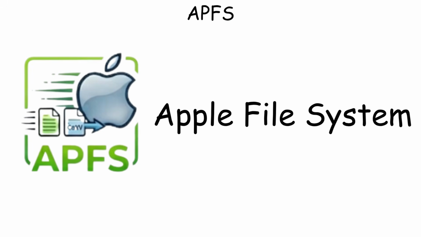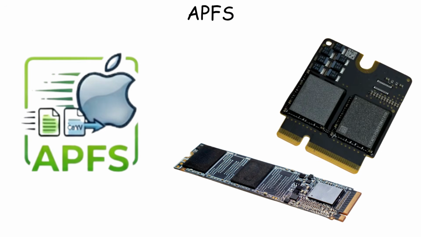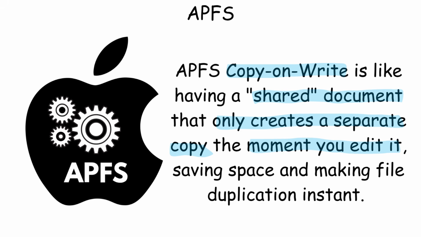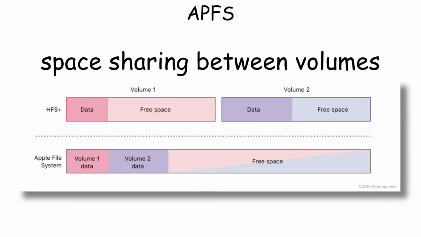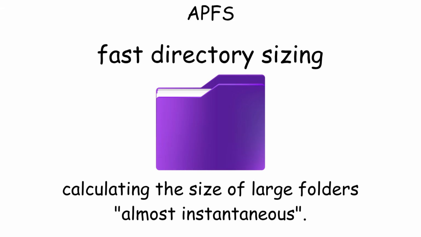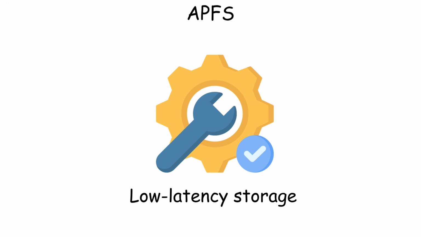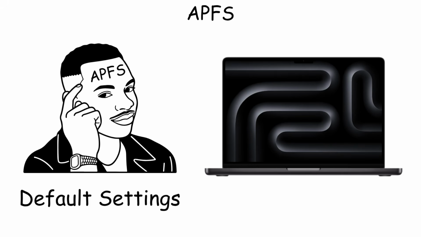In 2017, Apple introduced APFS, the Apple File System, designed specifically for modern solid-state storage. APFS is a file system built around a copy-on-write architecture, allowing safer data updates and improved performance on flash-based storage. It also supports features like snapshots, strong encryption, space sharing between volumes, and fast directory sizing. APFS is optimized for low-latency storage such as SSDs and is now the default file system for modern Apple devices.